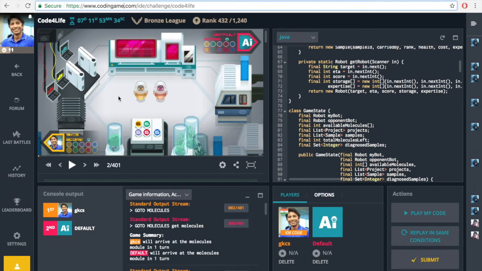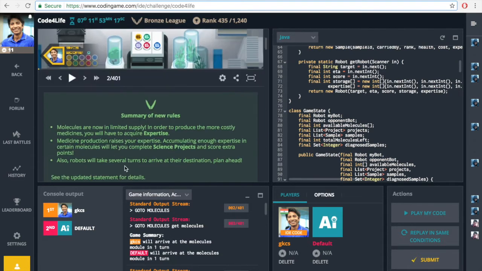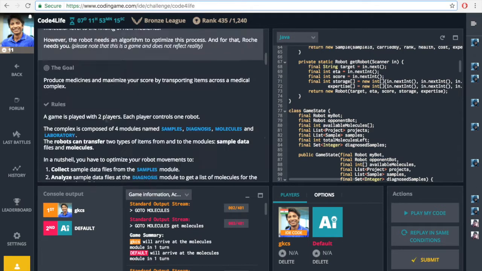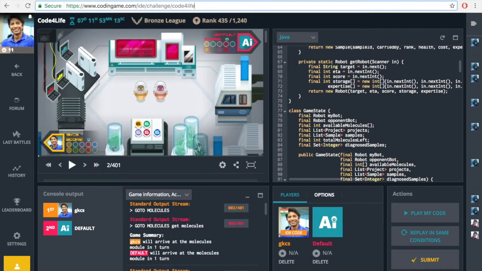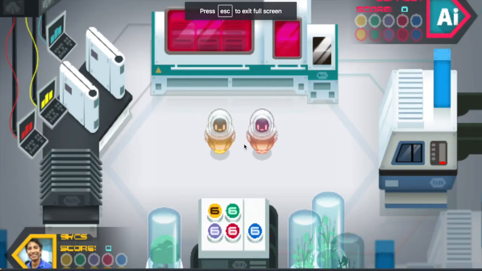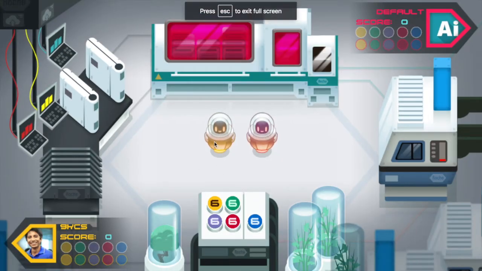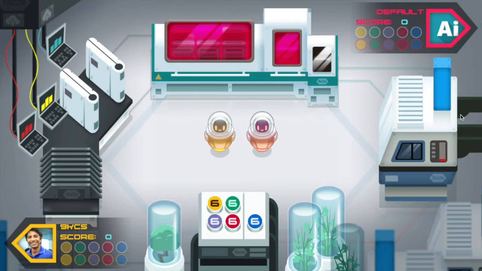So this month they have hosted a contest called Code4Life. What's happening here is that you have a bot and your opponent is another person who has a bot, of course, and your job is to create medicines. You can have a look at the problem description over here. There's a detailed problem description, and I'll be sharing the link in the video description below. You have a bot, your opponent has a bot. You need to create medicines from this factory.